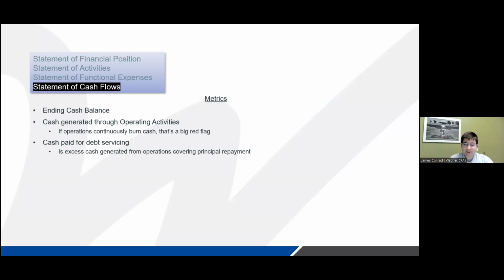Or if you're over leveraged on debt, things where you're just sending money out the door, even just for principal repayments, and you're having a hard time covering those, that's obviously another red flag.